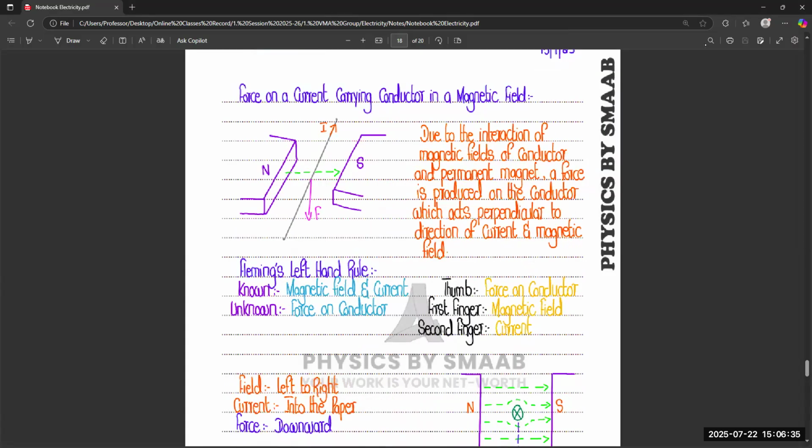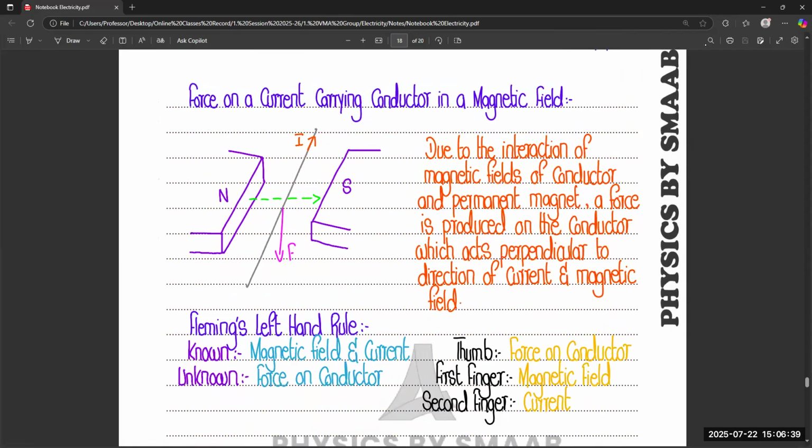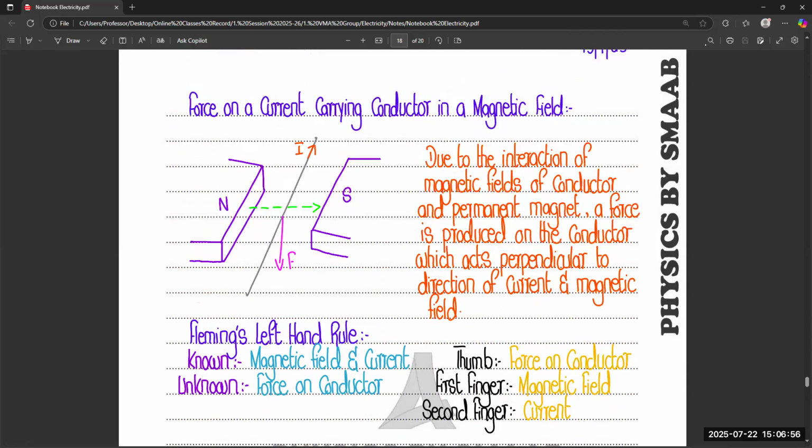And with the help of Fleming's left hand rule, we discuss how to find out the direction of the force on a conductor placed in a magnetic field. And we also consider different orientations, like if we draw the diagram on a flat paper with the concept of into the paper, out of the paper, or if you get this type of diagram in 3D form, we can still identify the direction with the help of Fleming's left hand rule.